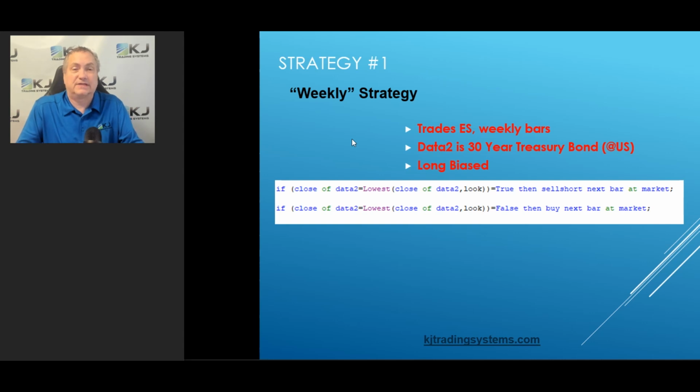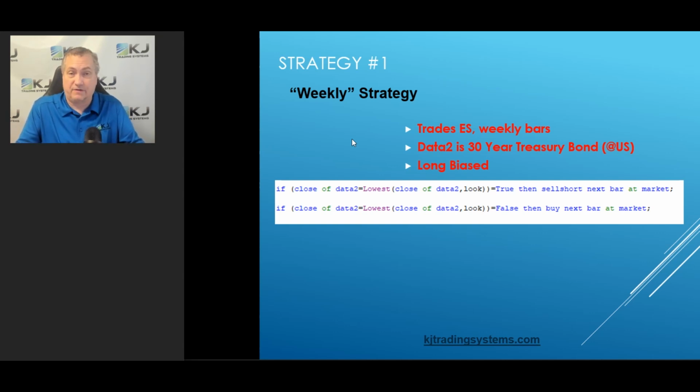It also uses a second data stream, which makes it a little unique. That uses the 30-year Treasury bond future, which is US in TradeStation. And this thing is definitely long biased. A lot of strategies I create, I like to make long and short equally. But this one is definitely biased to the long side, which for stock indices, hey, that's not that bad of a thing to do.